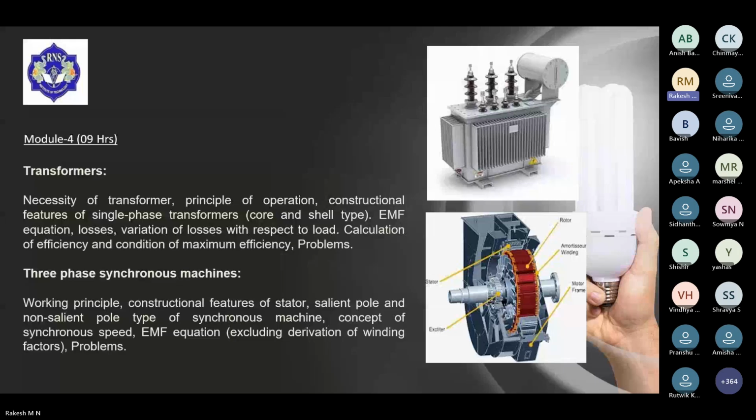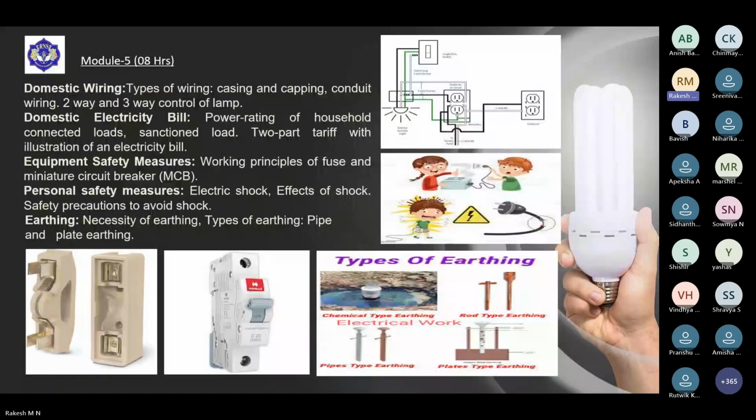So we will come to know what can be the power rating. That is what is there in the domestic electricity bill topic. Then equipment safety measures. So how are we protecting these equipments which run on electricity throughout?